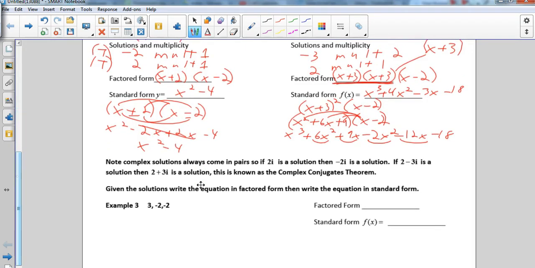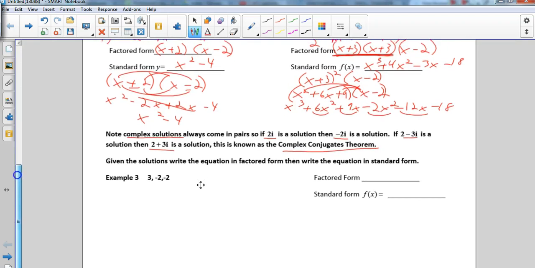Now, understand when we're talking about complex solutions, they always come in pairs. So if we have 2i as a solution, negative 2i is also a solution. If 2 minus 3i is a solution, 2 plus 3i is a solution. That's known as the complex conjugates theorem. You're not going to be tested on knowing the name of it, but that's what it's called.